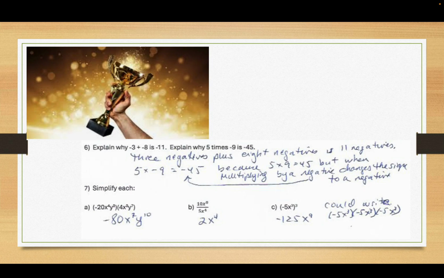Alternatively, we remember that this term cubed here means use it as a factor 3 times. So there's -5x cubed once, twice, 3 times. And then I apply what we developed, which says you multiply coefficients, add exponents. Either way, you come up with 125x to the 9th.